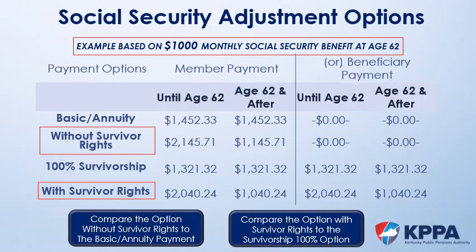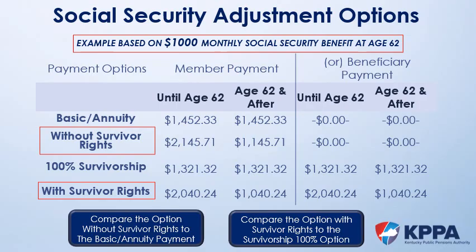If the member chooses the survivorship 100% option, he or she would draw $1,321.32 per month, leaving 100% of that to their beneficiary if they predecease them. If they choose the Social Security adjustment option with survivor rights, they draw a higher monthly benefit in the amount of $2,040.24 per month. The member will draw this higher monthly benefit amount each month up until their 62nd birthday. The month following their 62nd birthday, their KPPA benefits are reduced to $1,040.24 per month for the remainder of their lifetime.